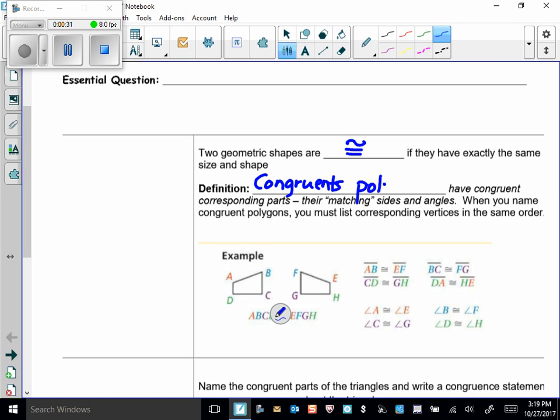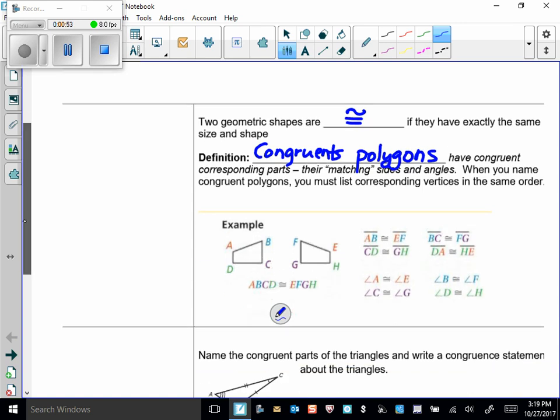So we're going to say congruent polygons or figures have congruent corresponding parts. The parts that match each other are the corresponding parts, and we've learned about corresponding angles and sides before. When we're naming congruent polygons, we have to list the corresponding vertices in the same order.